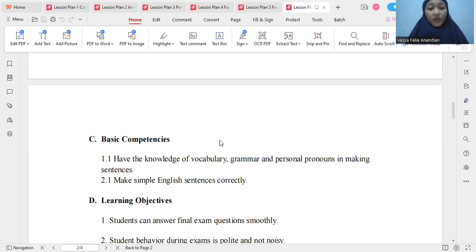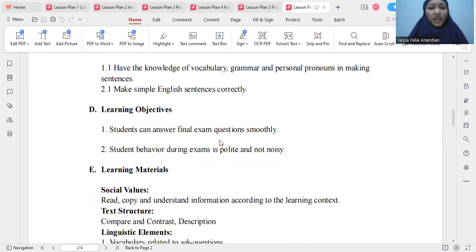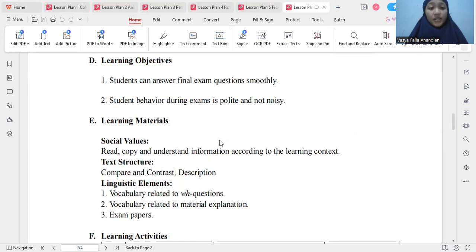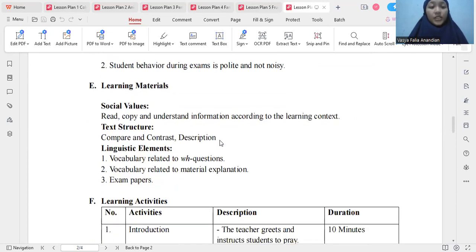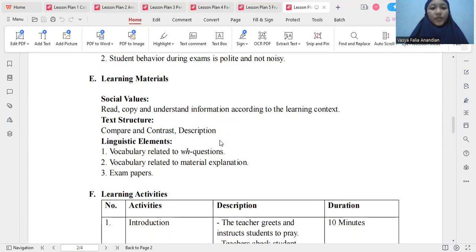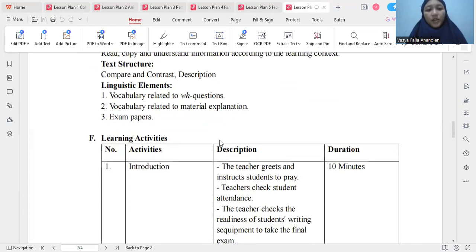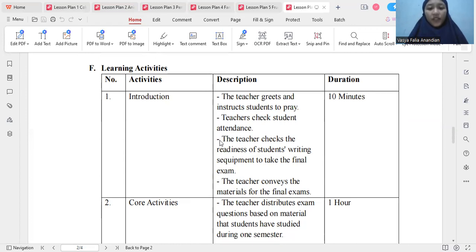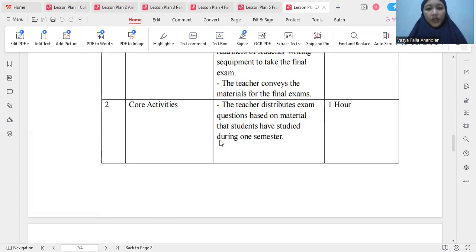So the basic competencies: have knowledge of vocabulary, grammar, and personal pronouns in making a sentence. Make simple English sentences correctly. Learning objectives: students can answer the final questions smoothly. Second, student behavior during the exam is polite and not noisy. So the linguistic elements: vocabulary, WH questions, vocabulary related explanation, exam papers. Introduction: the teacher greets students to pray, checks student attendance, checks the readiness of students' writing equipment to take the final exam. The teacher conveys the material of the final exam.